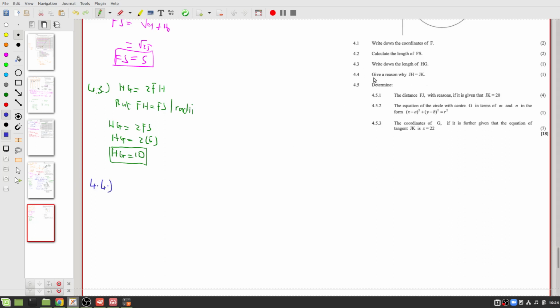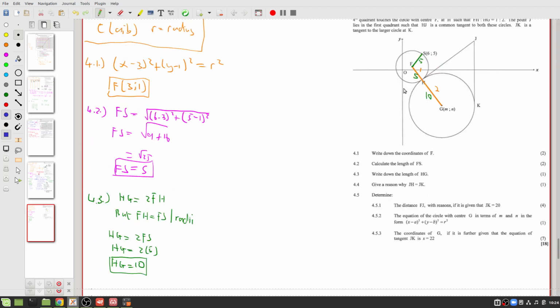4.4. Okay, give a reason why JH is equal to JK. So let's just highlight those. JH equals JK. Why are they the same length? So why are they equal to each other?